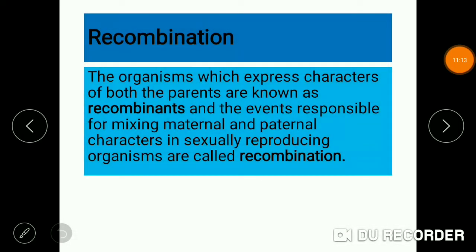Now we move on to another topic, recombination. The organisms which express the characters of both the parents are known as recombinants, and the events responsible for mixing the maternal and paternal characters in sexually reproducing organisms is known as recombination.